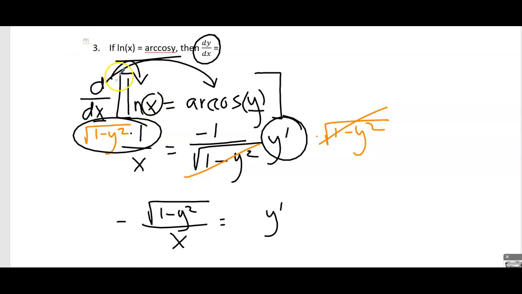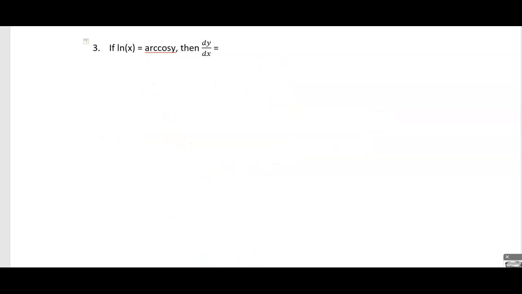So what I did was I took the derivative, and you got to remember, if you take the derivative of something with a y in it, you put a y prime next to it, and then you get that y prime by itself. Let's go ahead and take a look at number 4.